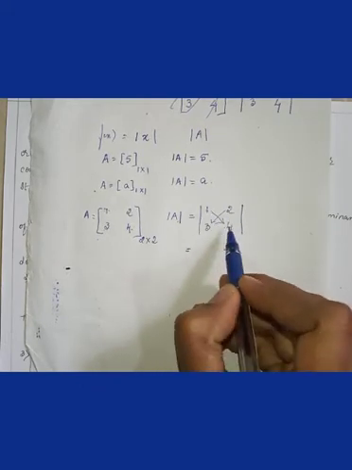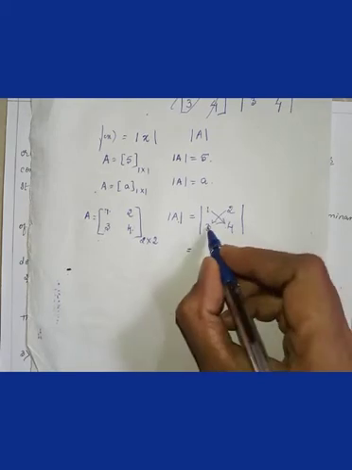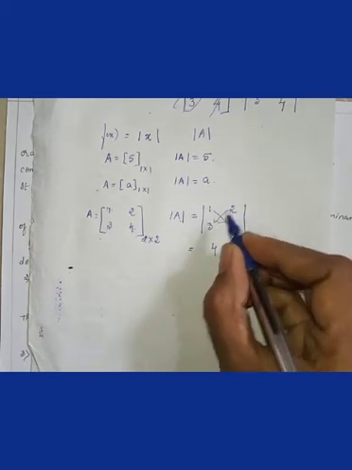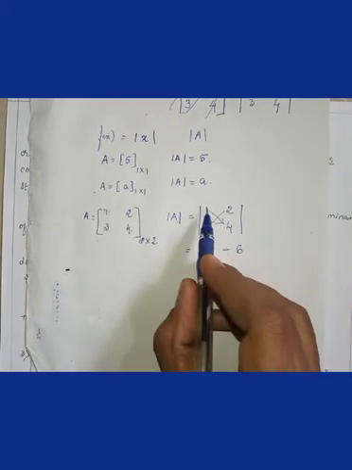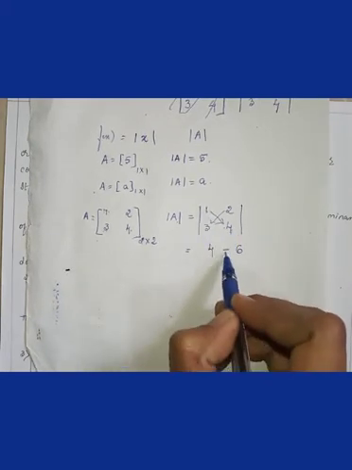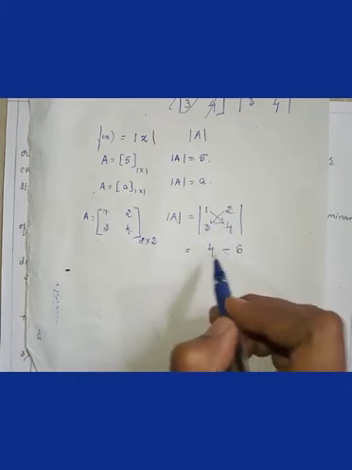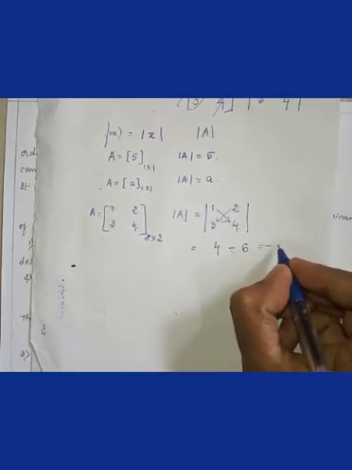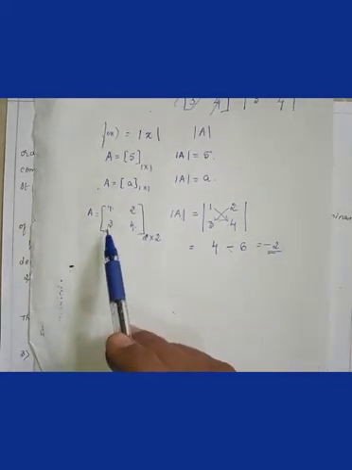Therefore 1 into 4 is 4, minus 3 into 2, which is 6. Multiply the diagonal entries minus multiply the non-diagonal entries. So 4 minus 6, the answer is minus 2. So this is a number associated with the given matrix here.